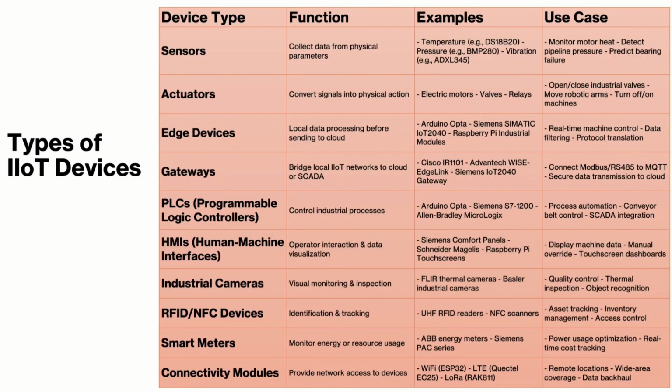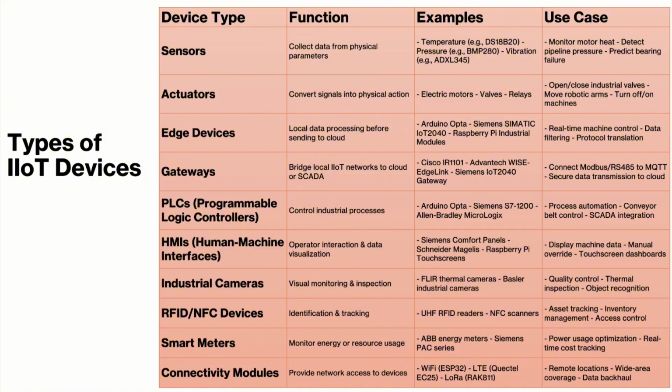Types of IIoT devices. In any IIoT setup, there are several types of devices that work together to make the system function as a whole. First, we have sensors. These are the data collectors, constantly measuring real-world values like temperature, vibration, humidity, proximity, or current. Without sensors, there would be no data to work with.